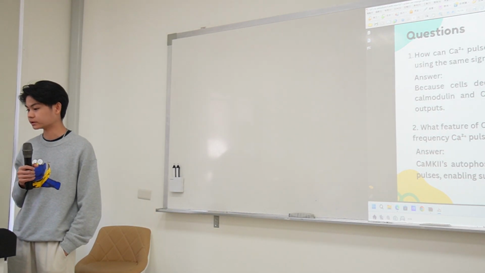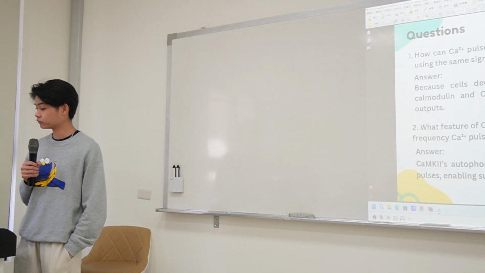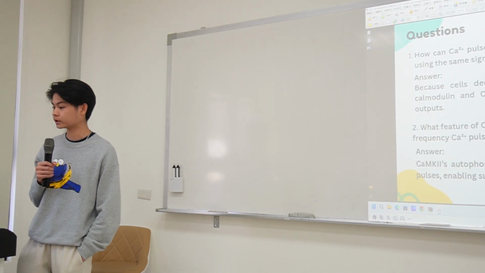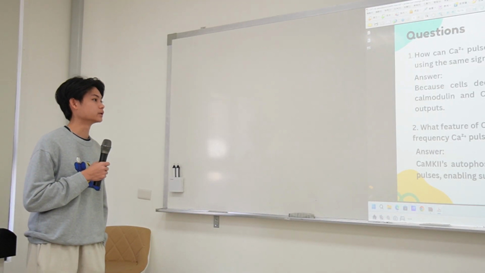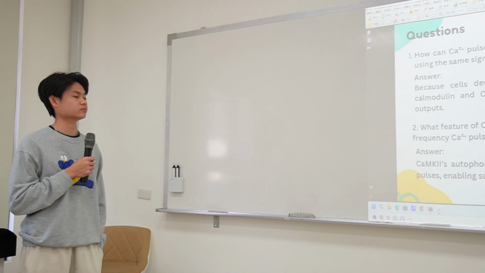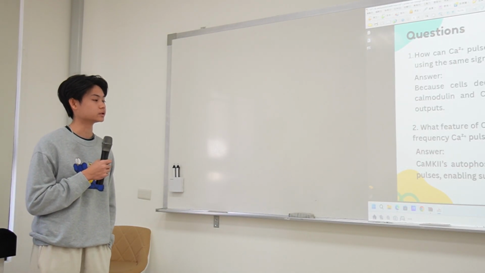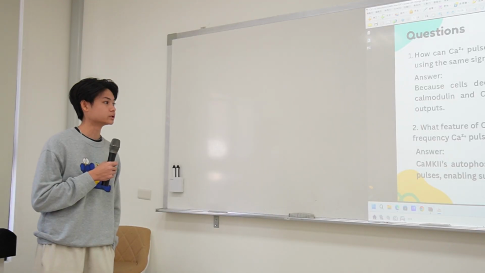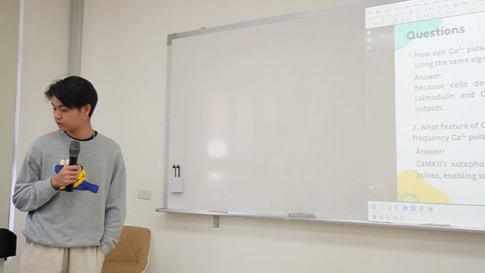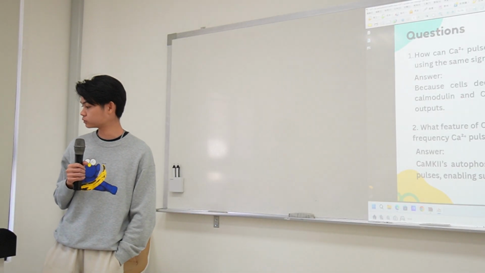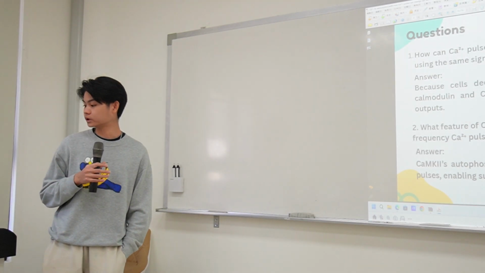So the first question: how can Ca2+ pulses result in different cellular behaviors despite using the same signaling molecule? And the answer is because cells decode pulse frequency and duration through calmodulin and CaMK activation, producing different signaling outputs.